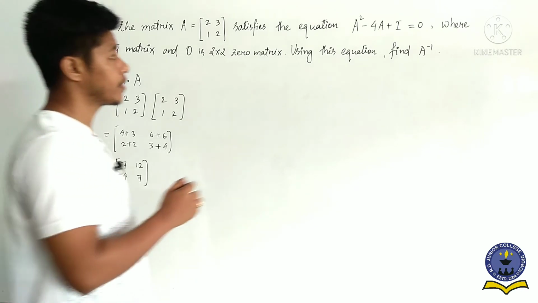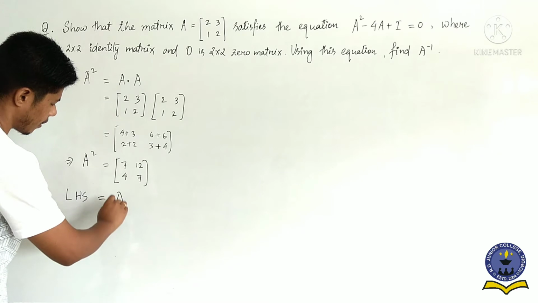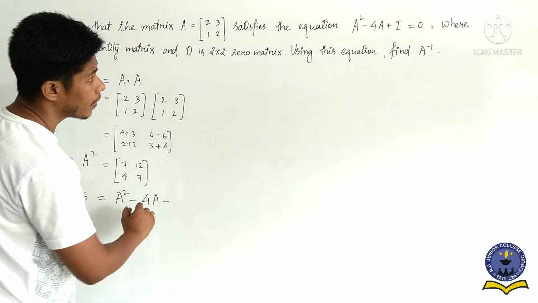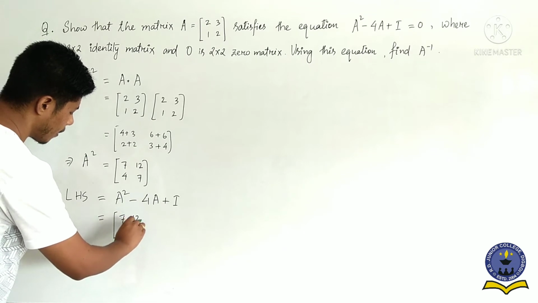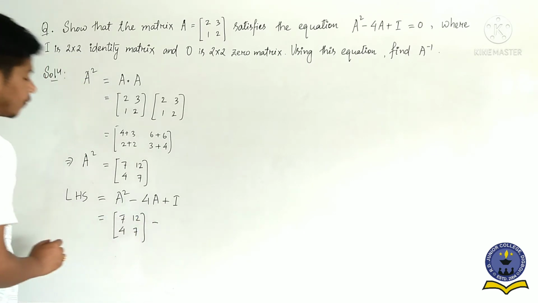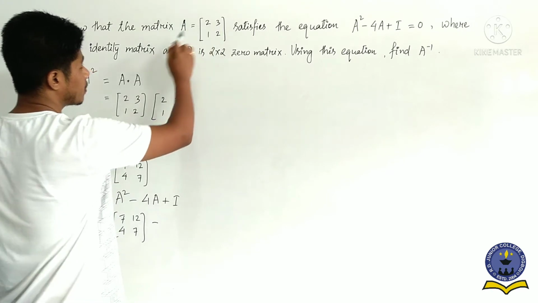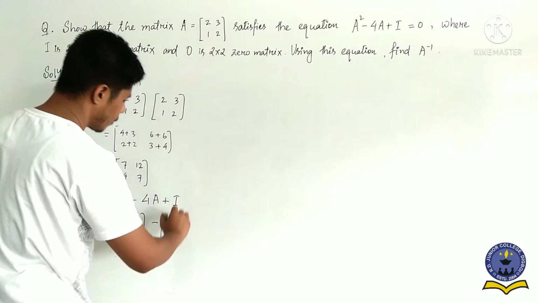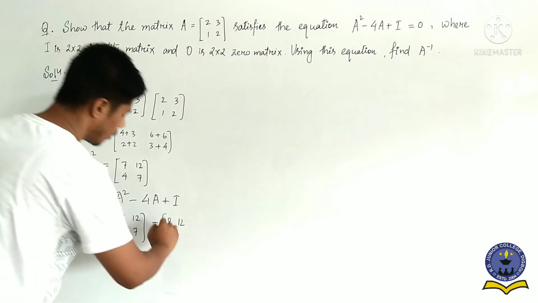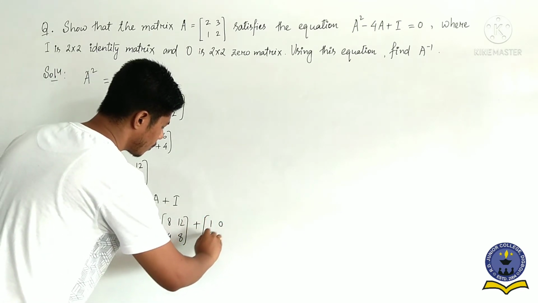Now the next two are very easy. 4A we can easily find. So, writing the equation, the left hand side is A square minus 4A plus I, the identity matrix of order 2. A square we already found: 7, 12, 4, 7. Minus 4A: can you tell me the 4A value? If we multiply the A matrix by 4, all the elements are multiplied by 4, so we write 8, then 4 into 3 is 12, then 4 into 1 is 4, and the last one is 8. Plus the identity matrix, 1, 0, 0, 1.